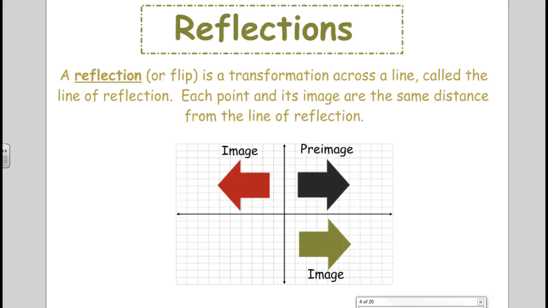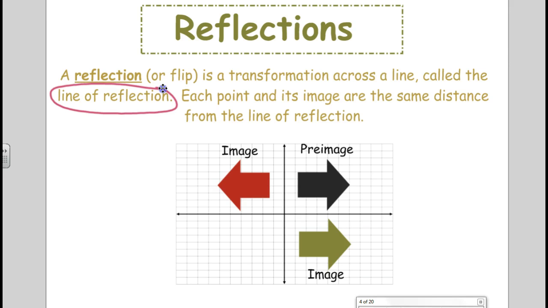A reflection is also known as a flip. We are going to flip our figures today. Figure flip. And when you reflect something, you can't reflect over a point. We're always going to be reflecting over a line. So we're going to have to name some more lines today. So we are always going to reflect over a line, and that line is going to be called the line of reflection. That's not too difficult.